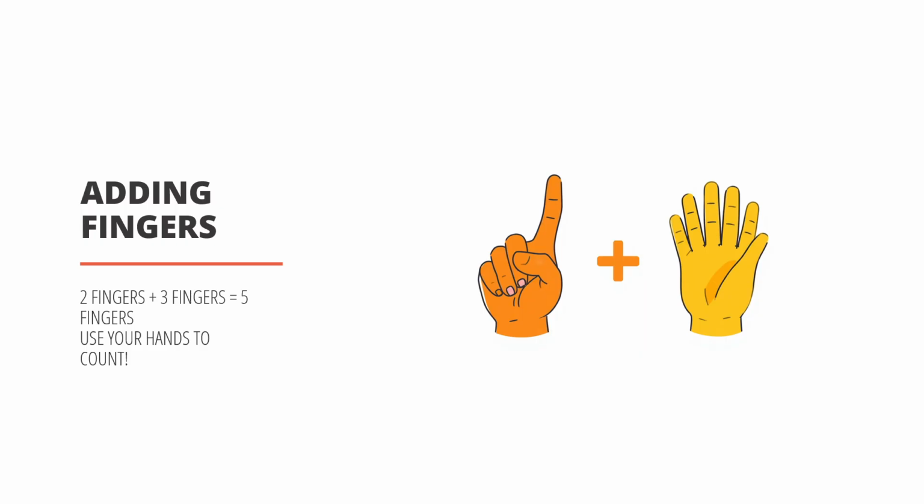We can even use our fingers to add. If you hold up 2 fingers on one hand and 3 fingers on the other hand, you have 5 fingers in total. 2 plus 3 equals 5.